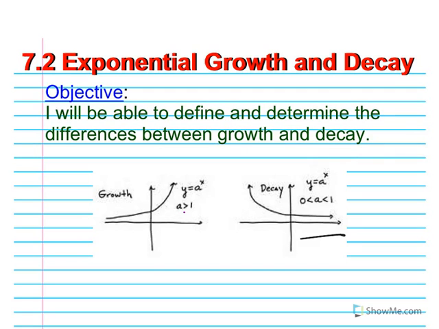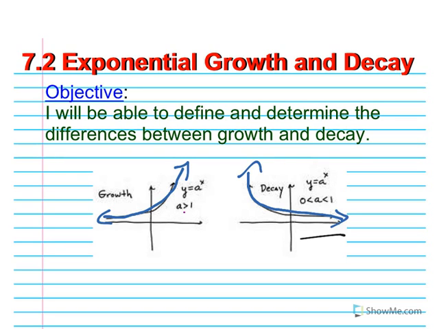Today we're going to continue our discussion on exponential growth and decay. The objective that you were writing down for 7.2 is: I will be able to define and determine the differences between growth and decay. When you're looking at growth, you're looking at the graph from left to right. The first example you see here is rising from left to right. That is growth. As you look at it from left to right, if it is going down, that is decay.